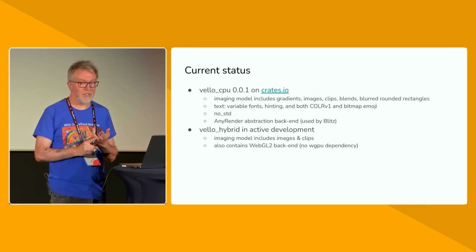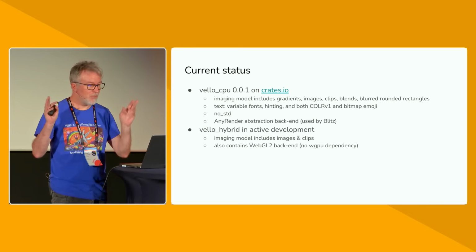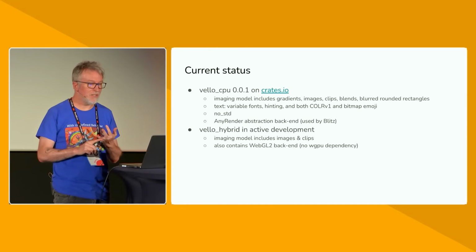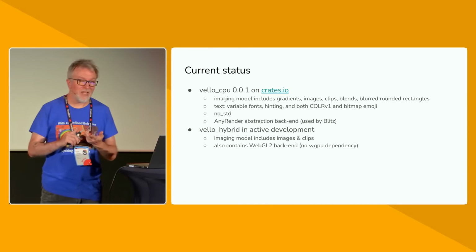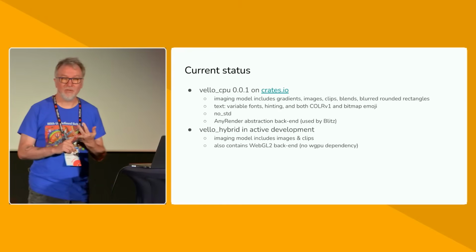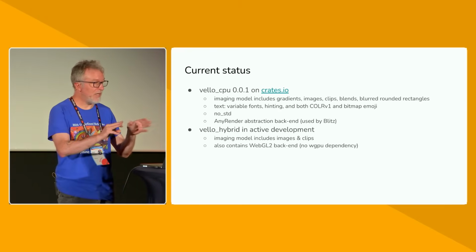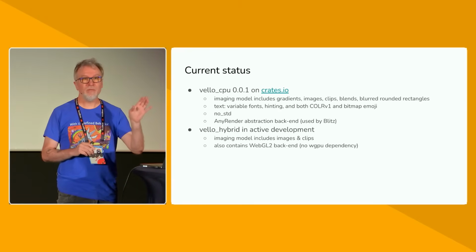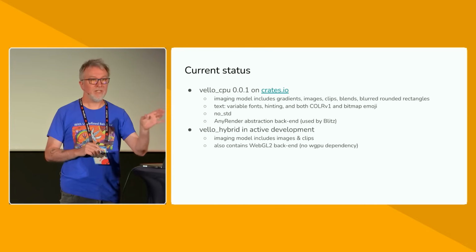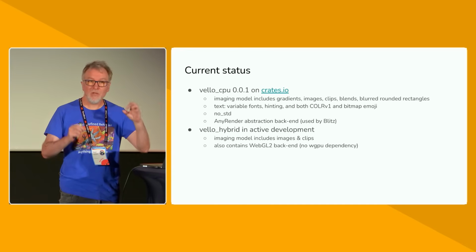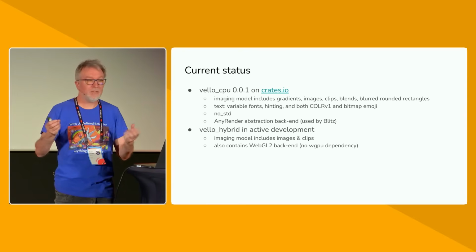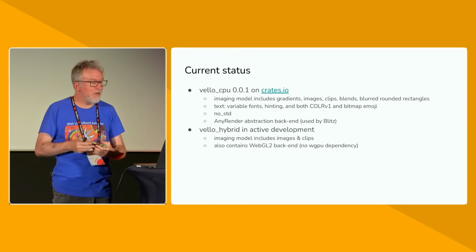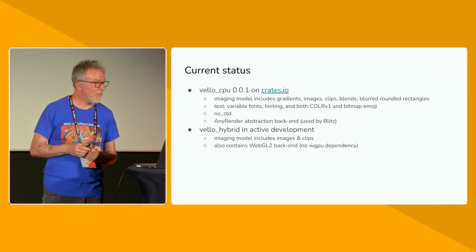It supports images, different interpolation modes, clips, blends, and blurred rounded rectangles. The text supports variable fonts, hinting, and both color v1 and bitmap emoji. I actually think rendering emoji is one of the use cases for why you would want to use Vello CPU. If you're rendering these small things, spinning up a GPU infrastructure doesn't make a lot of sense. But if you say, I just want this emoji rendered, then it's a great solution to that problem.